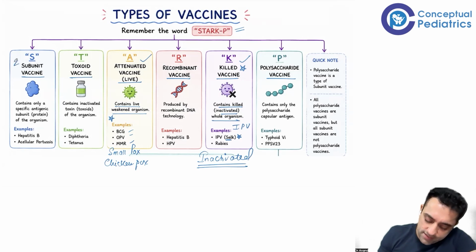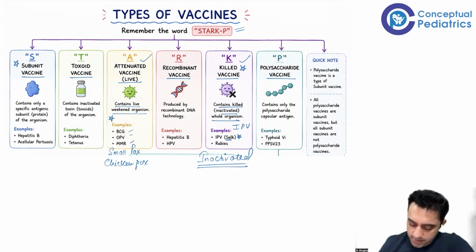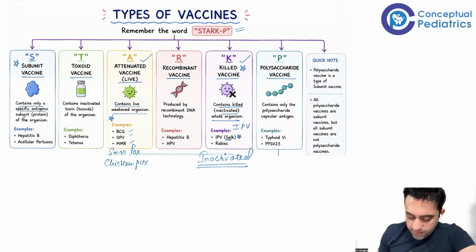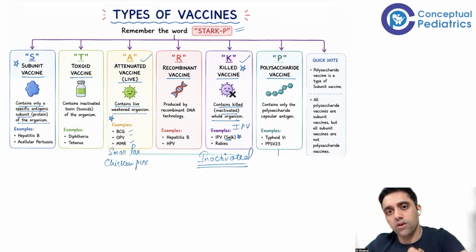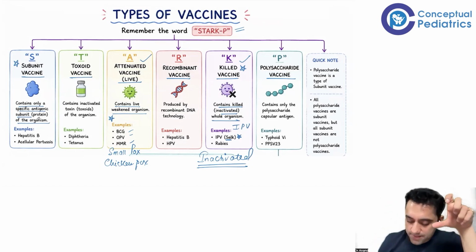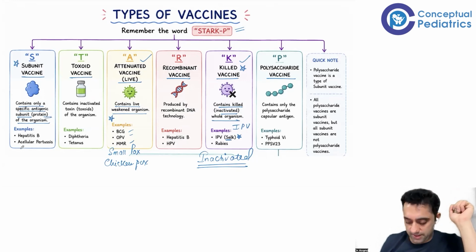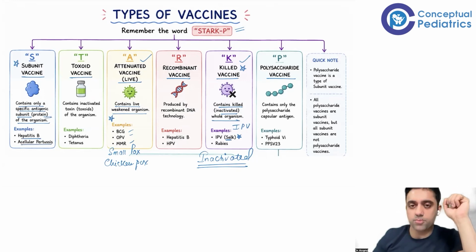Now there is something known as the subunit vaccine, very interesting for exam purposes. What is a subunit vaccine? It contains only a specific antigenic subunit of the organism. We are not taking the whole organism in this one. We are just taking a part of the organism, like a specific protein, and that is known as a subunit vaccine. Like hepatitis B, acellular pertussis.